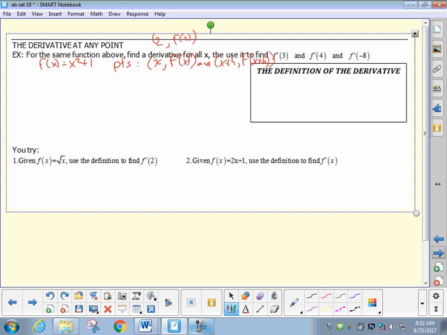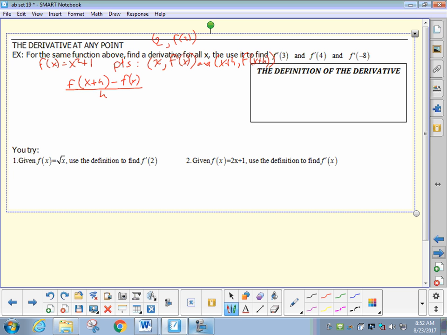So now, using the two parts of the derivative, slope between 2 points, what's the slope between 2 points? Those 2 points. Slope is changing y over changing x. f of x plus h minus f of x over h, yeah? Now that's the slope between 2 points, or the secant slope, or the average rate of change.